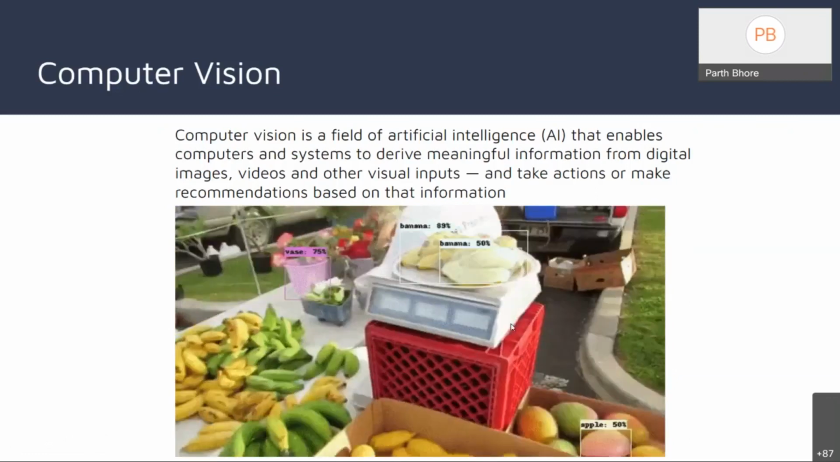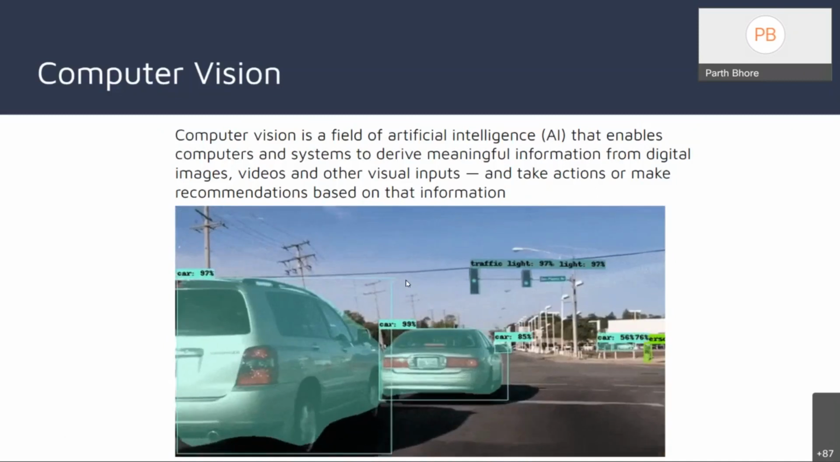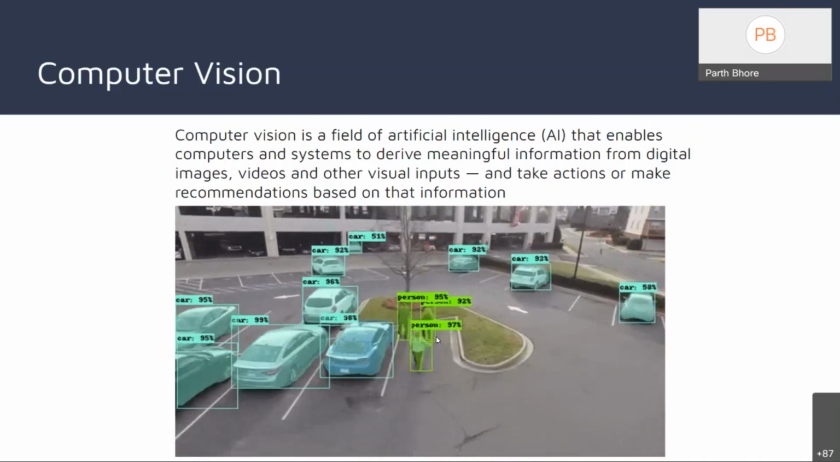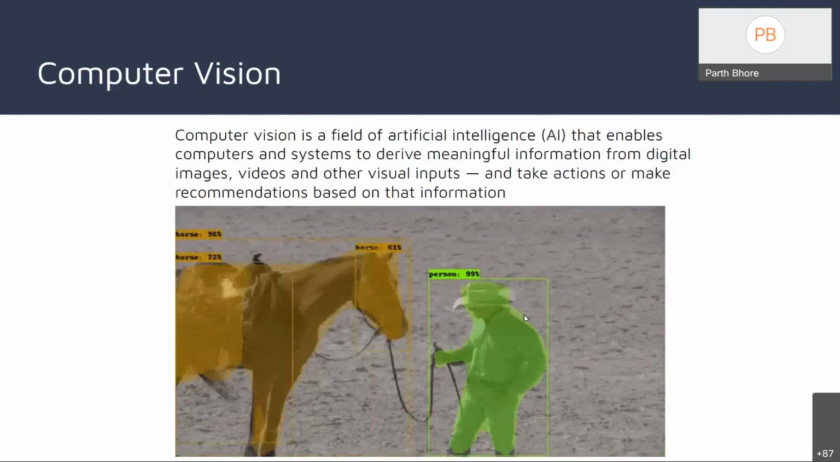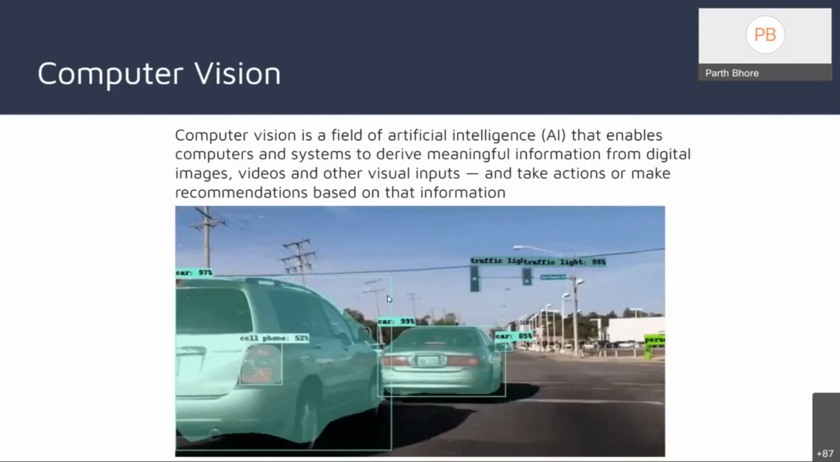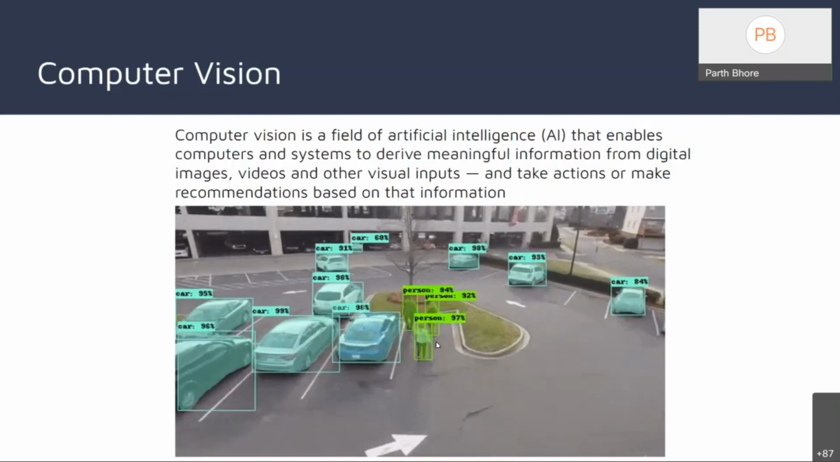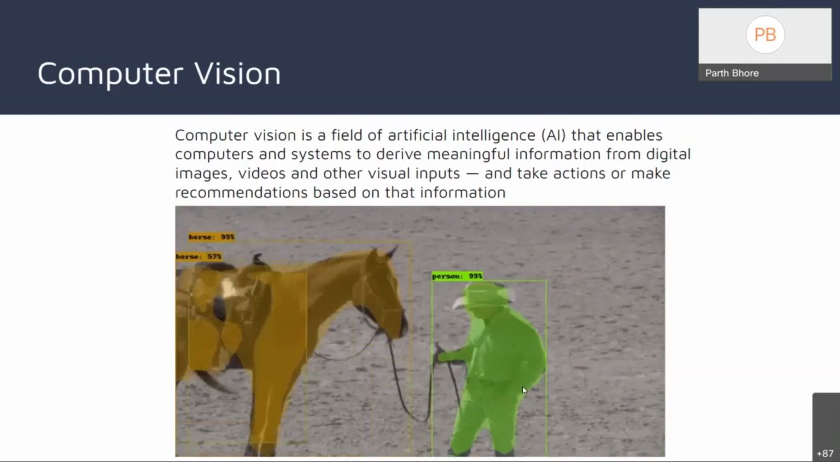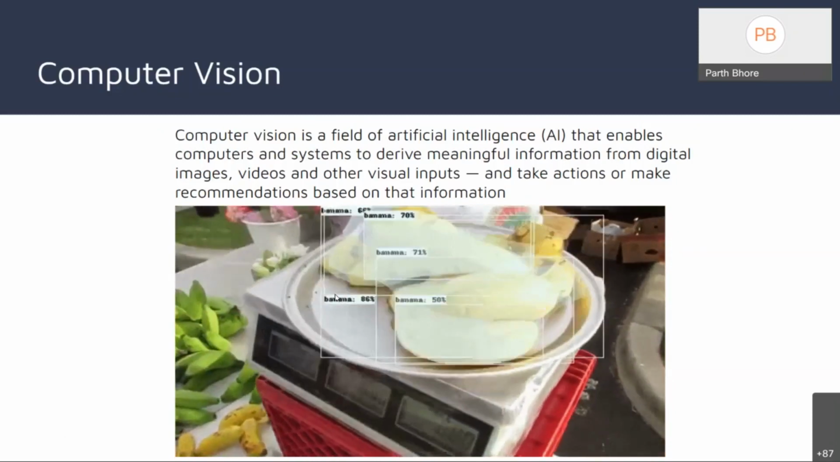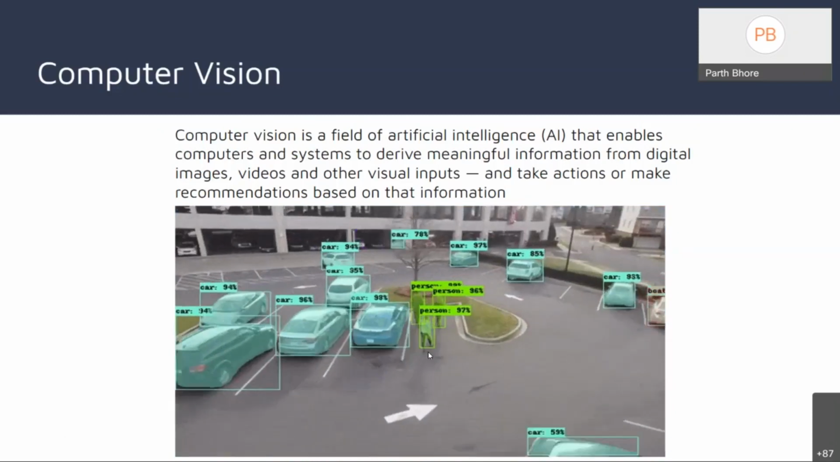The smart AI tries to make sense of what is there. First it will identify the objects. Then it will identify the type of object. What is the type of object? As you can see in the animation, we can see cars, we can see people, and all. So it first identifies them and it classifies them.